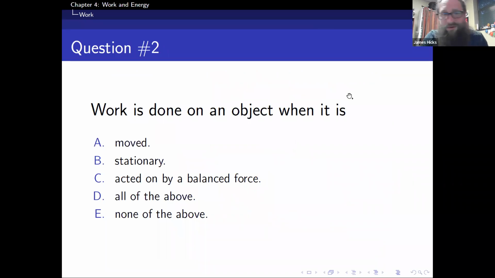All right, question number 2. Work is done on an object when it is moved, stationary, acted on by a balanced force, all of the above, or none of the above. Again, we'll go over all of these answers at the very end with some explanations.